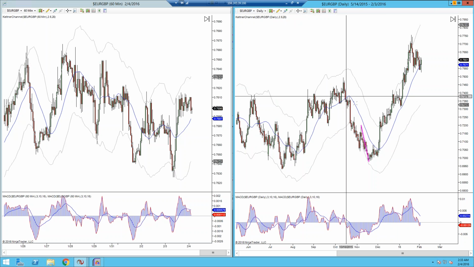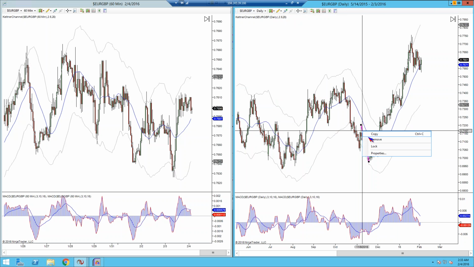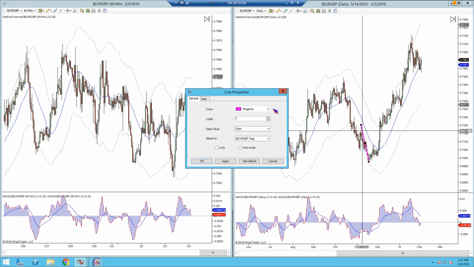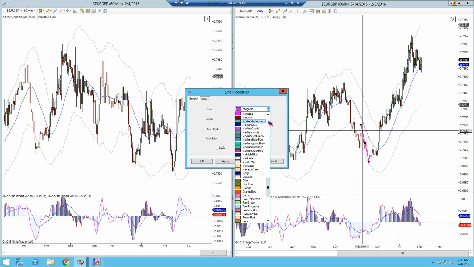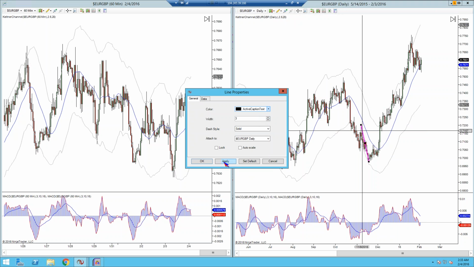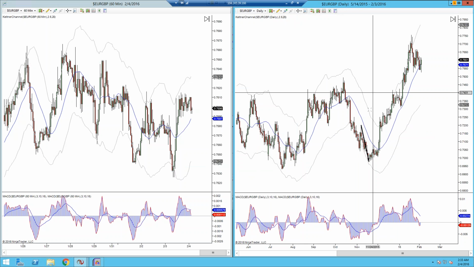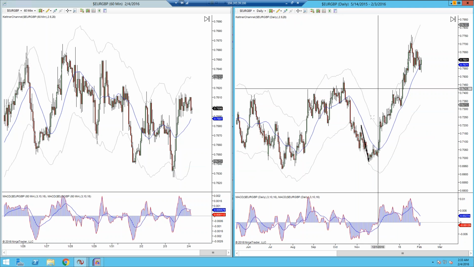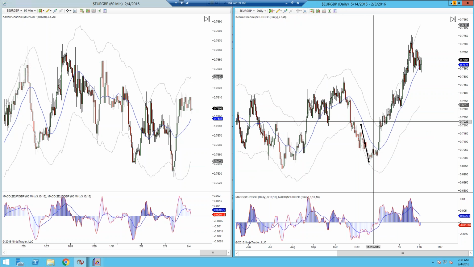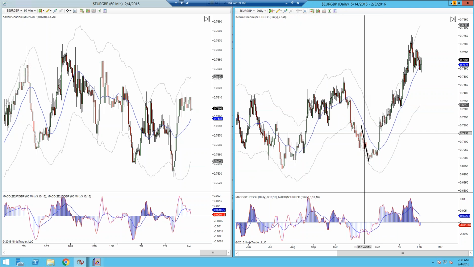I'm using NinjaTrader. It doesn't matter if you use NinjaTrader or MetaTrader or any other kind of platform out there. Just use something that feels comfortable for you. I love NinjaTrader, but I also love MetaTrader 4. I find value with NinjaTrader also, where I can skim through some patterns.